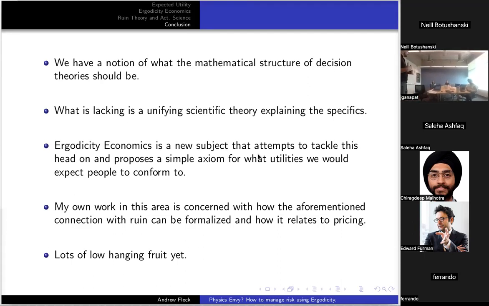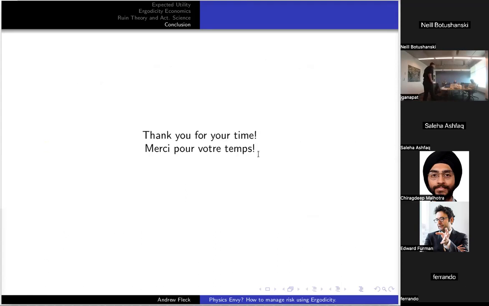My own work in this area is concerned with how to do pricing in this area, right? Nobody has solved this yet. There are lots of open problems in this area that could prove very, very rich veins of research. So I'm trying to basically today evangelize to a risk audience the possible benefits of studying ergodicity economics. I hope I succeed. So thank you for your time.